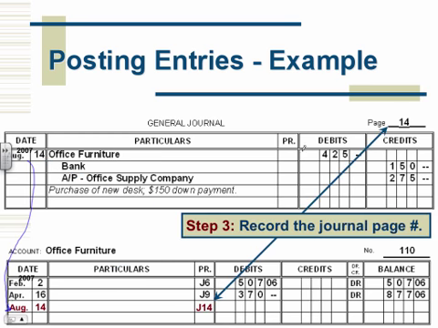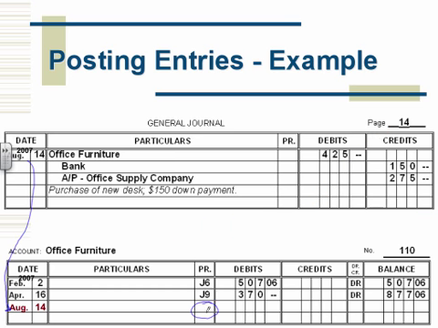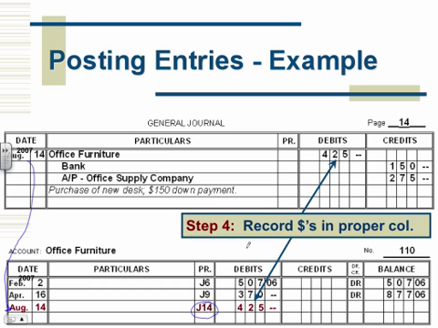Next, we're going to record the page number. So this was on page 14 of the journal. So we're going to write J14 here to represent the journal. Then we're going to take the debit of 425 here. So we're going to put a debit of 425 in the debit column there.